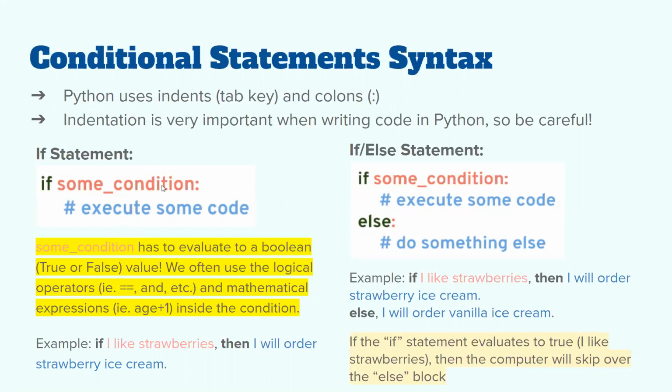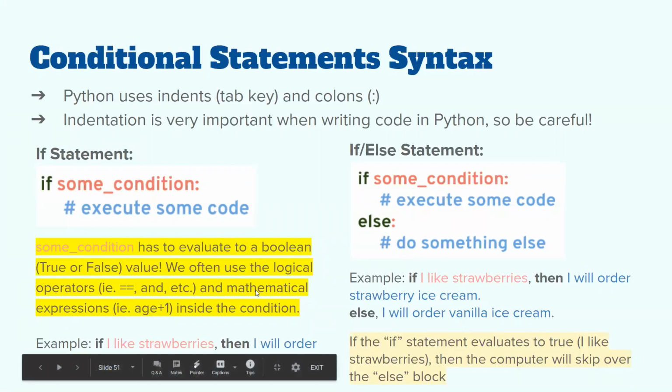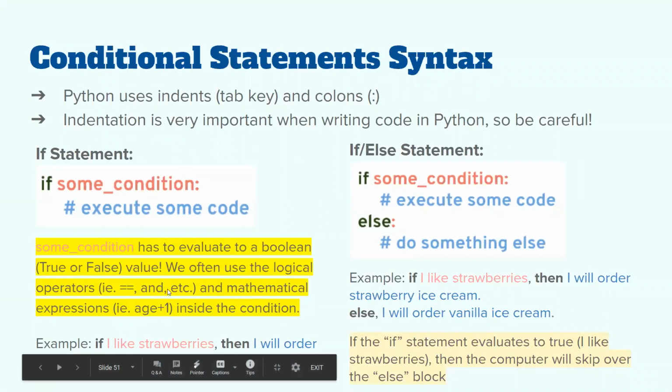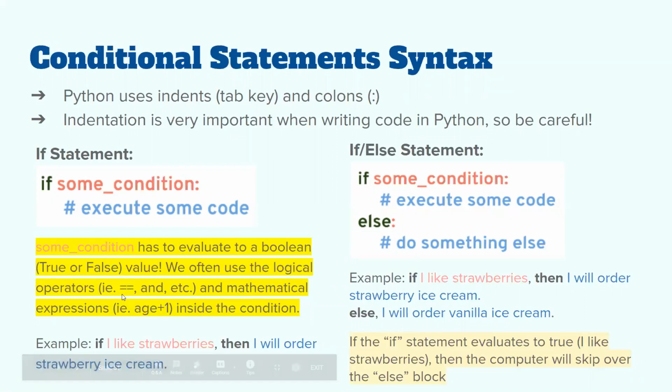And remember, some condition, it has to become a Boolean. It has to be a Boolean. We can't have like if two, like the number two. That doesn't make sense. We can have if two is greater than four or if two is less than four. So it has to either be true or false inside some condition. And we can also have mathematical expressions. So we can have like age plus one maybe. And we'll see that in an example later. And this is also where we use our logical operators. So all those that I showed you earlier, like equals equals, not equals, greater than, less than, etc. You can use all of that inside an if statement or any conditional statement.